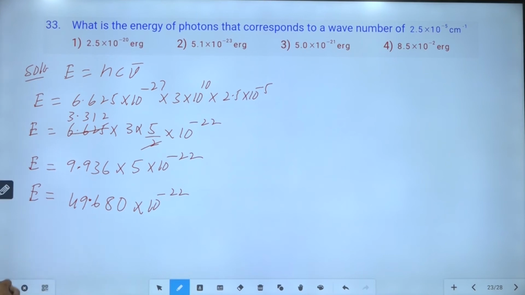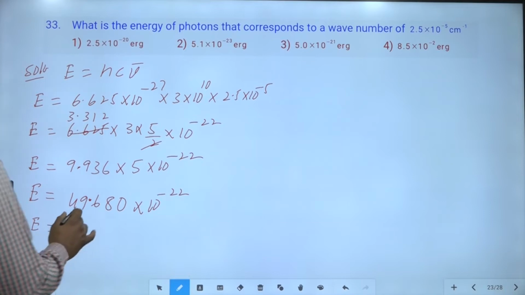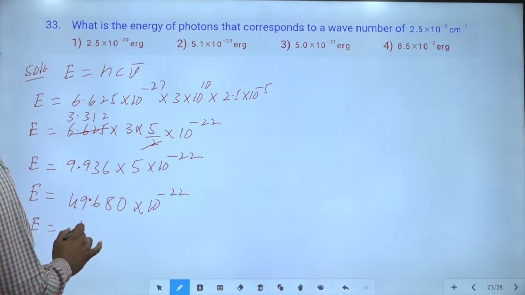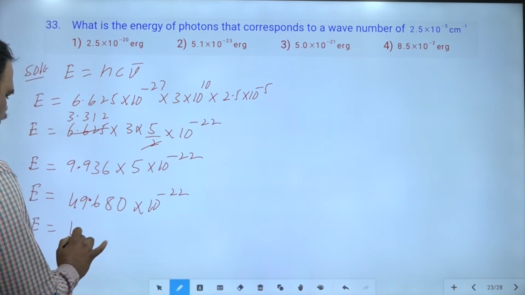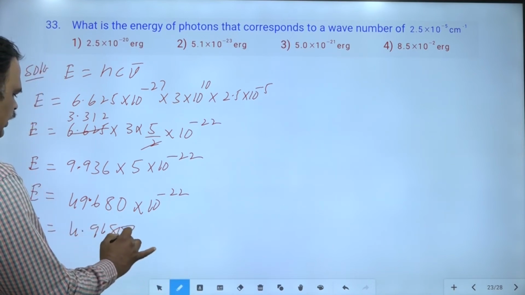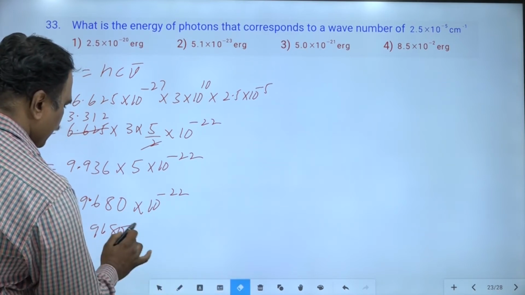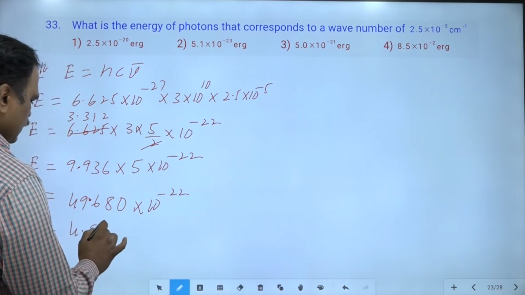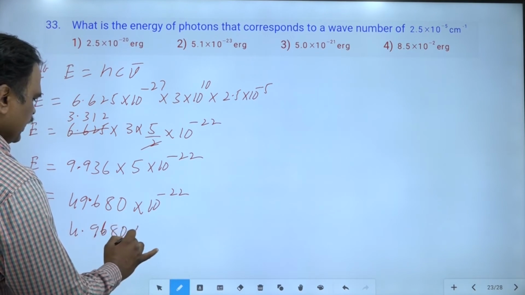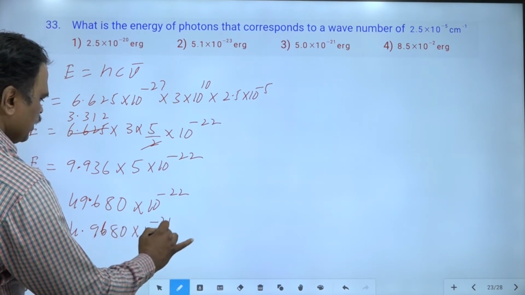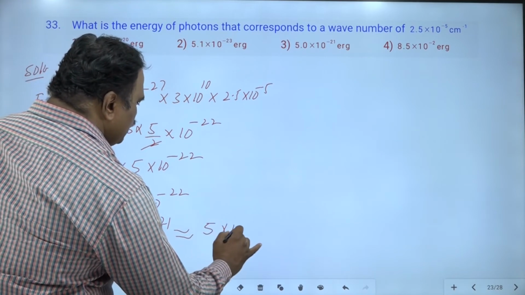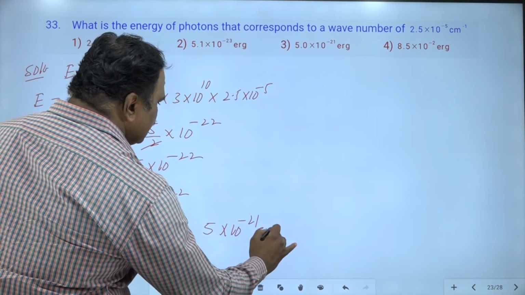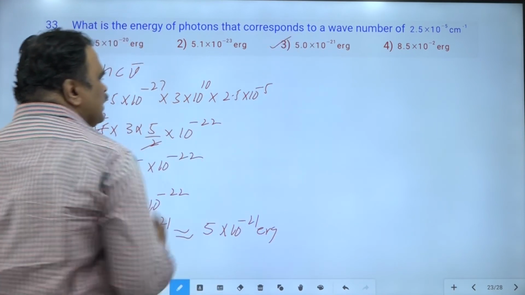This is approximately taken as 5. So E is equal to 49.680, which can be written as 4.9680 into 10 power minus 21. This is approximately taken as 5 into 10 power minus 21 erg. So this is the correct option.